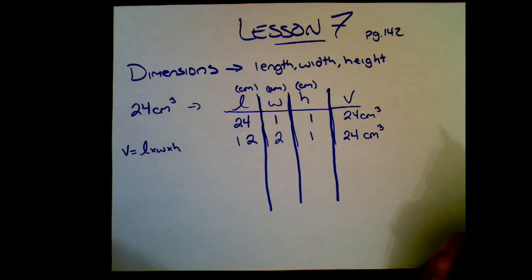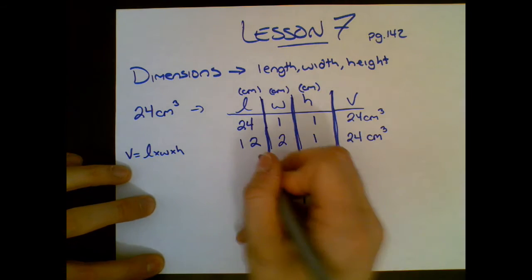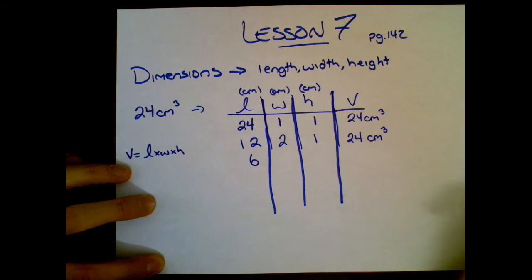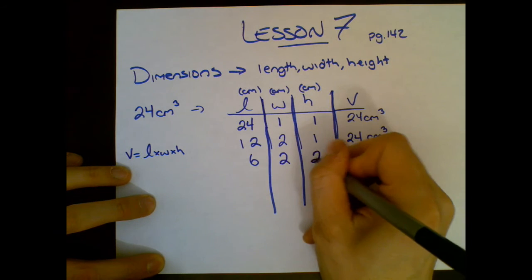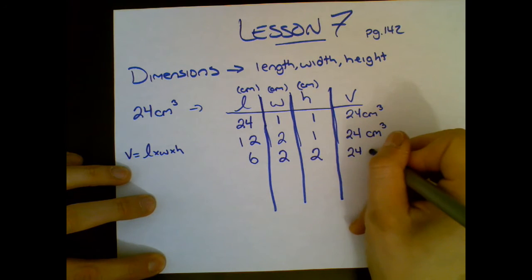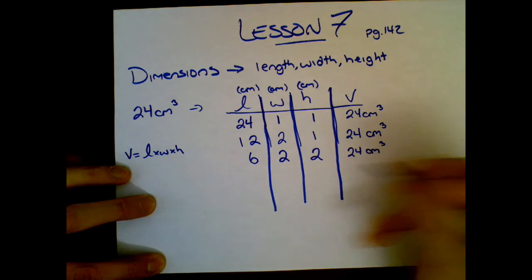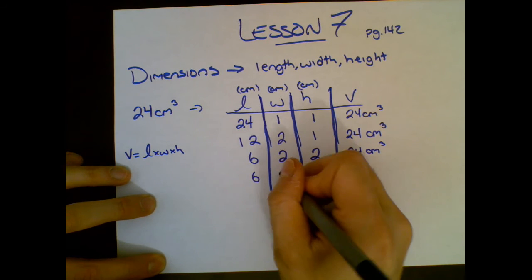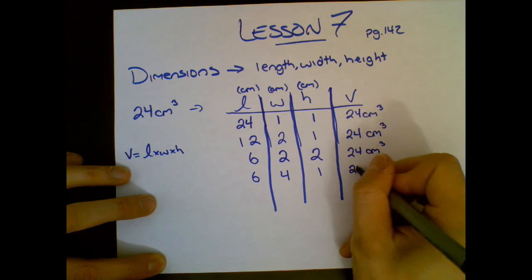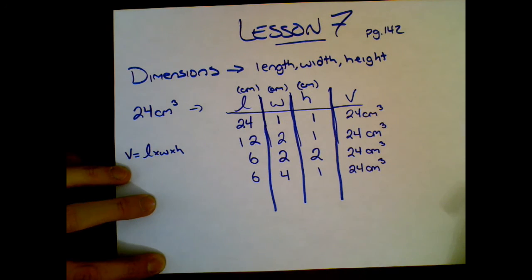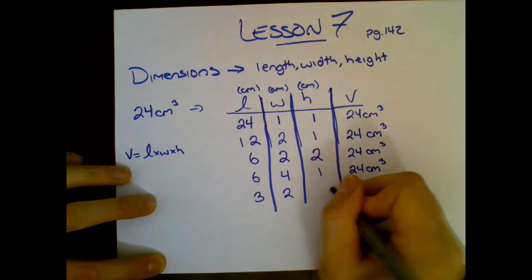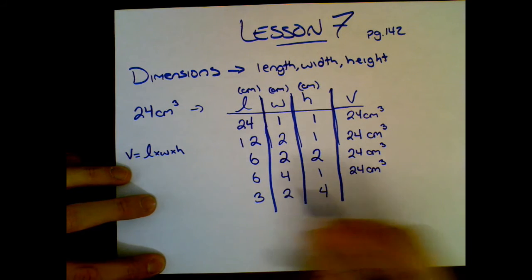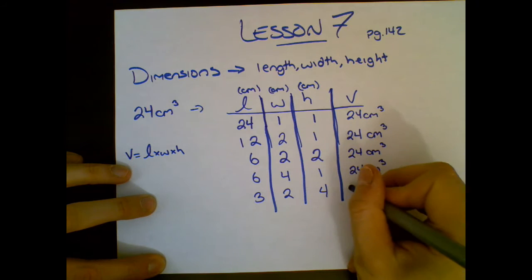So what if I split the 12 now? 12 can be split into, let's say, 6. 6 times 2 is 12, times 2 is 24. Well, what if I combine those two? So I could have a 6 by 4 by 1 equals 24 centimeters cubed. Why don't I split that 6 again? So I could do 3 times 2 times, and I'll just move that 4 down there. 3 times 2 is 6, times 4 is still 24.